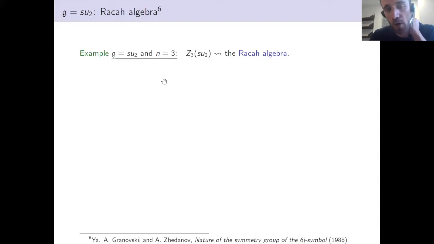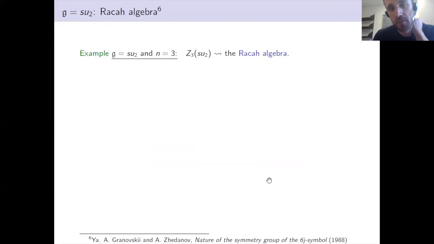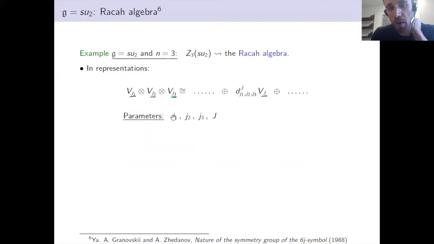Oh, and also let me tell you right now, before I forget, that I will be lying to you a little bit. I will never describe this algebraic object completely. I will always describe its image in representation somehow. So don't worry about it. It means that, for example, in this case, in SU2, I will have parameters instead of central elements. So it's quite equivalent. So don't worry about that. It's just to simplify the presentation.